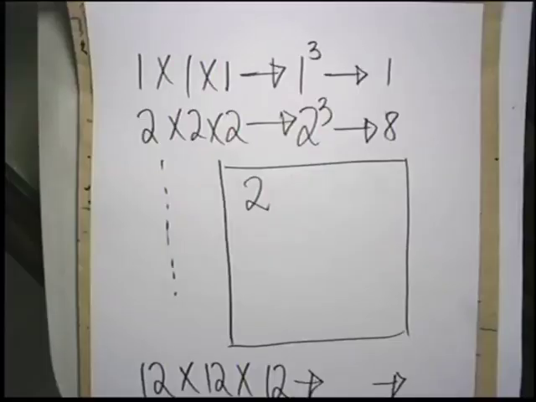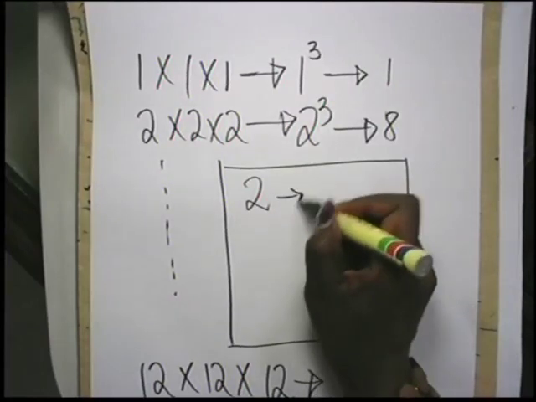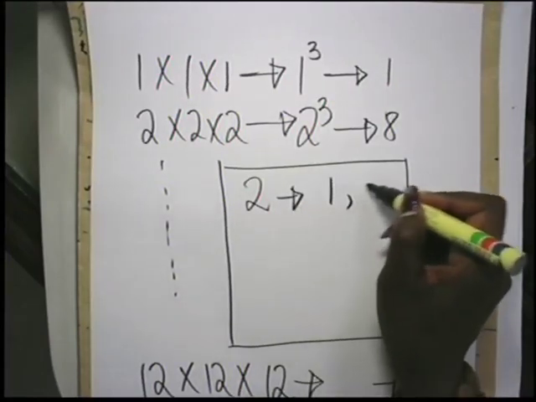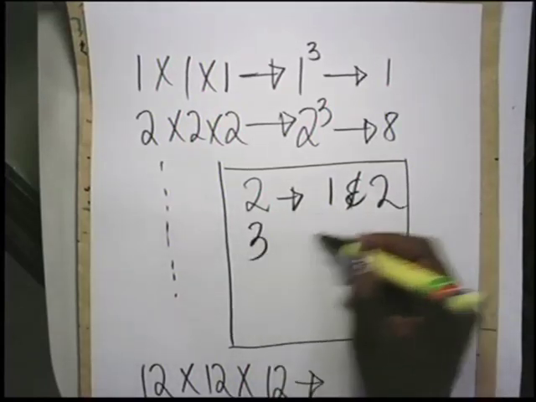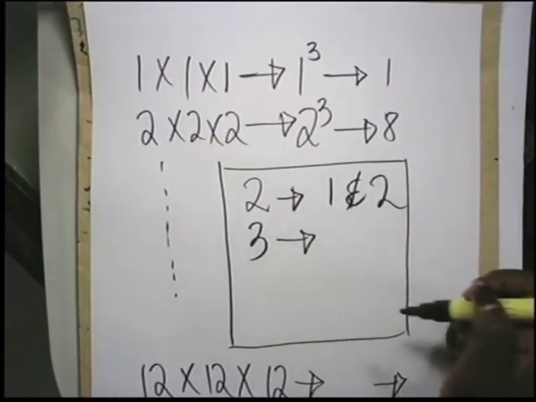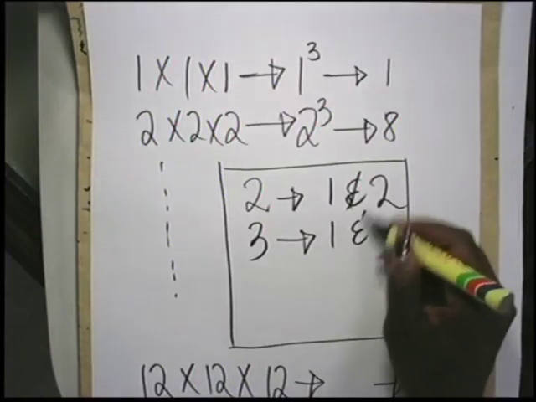2 is a prime number. Why? Because it can only be divided by 1 and 2 itself. What about 3? Yes, 3 is a prime number. Why? Because it can only be divided by 1 and 3 itself.